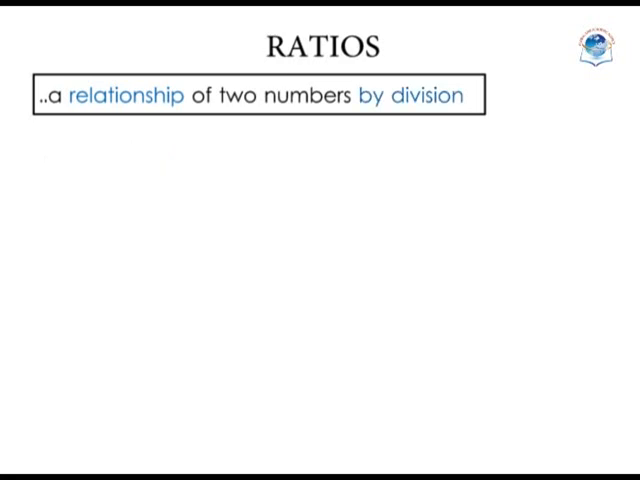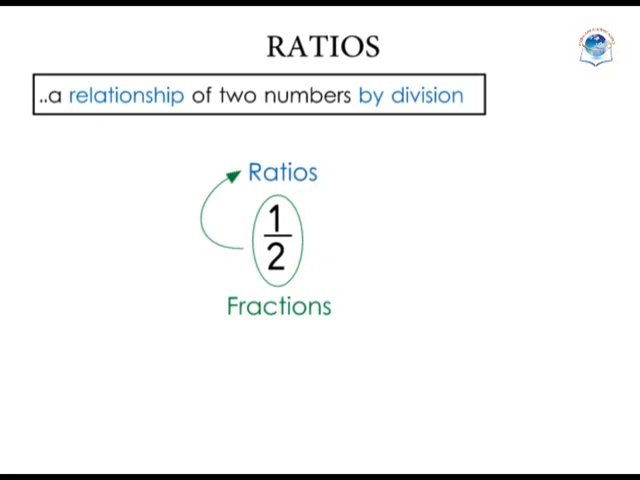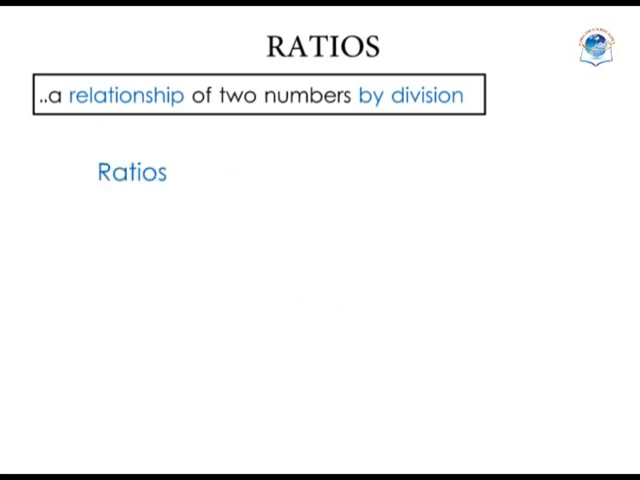Let's look at an example of a ratio. 1/2. Isn't that a fraction? It is. Actually, in mathematics, a ratio and a fraction basically mean the same thing. It's just that when we use a fraction in a particular way, we call it a ratio. In other words, ratios are just like fractions. The difference is how we use them to describe things in the real world.